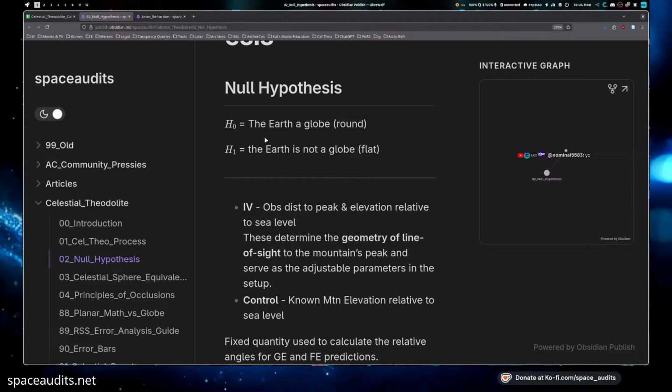So what is the null hypothesis anyway? The null hypothesis is when you take two mutually exclusive outcomes. In this example, we have our H0 being that the Earth is round, so this is the thing we're going to assume is true. And then we have our H1, which is our null hypothesis, which is the Earth is not a globe. So two mutually exclusive things here. One's flat, one's round. They both can't be the same thing. So we have two different possibilities here.